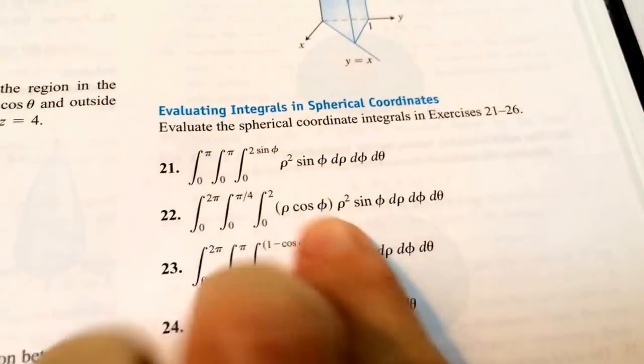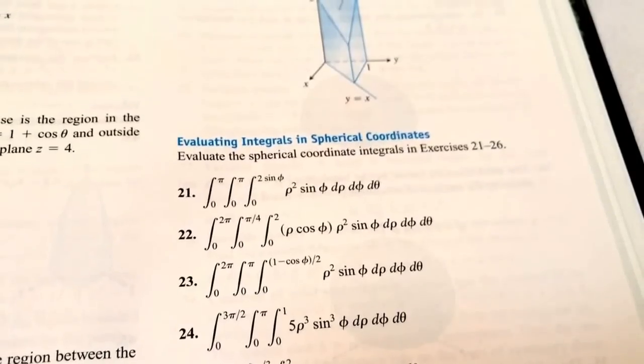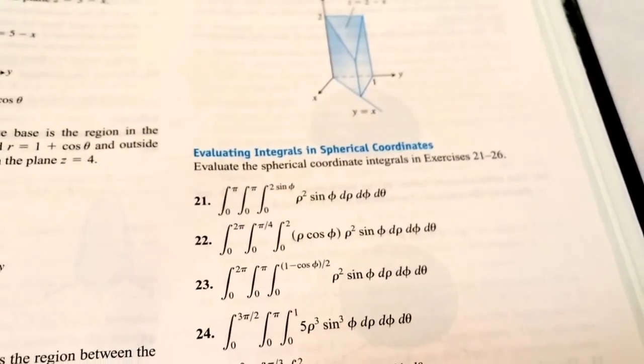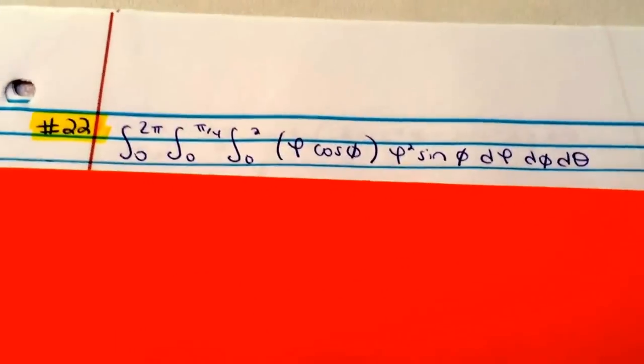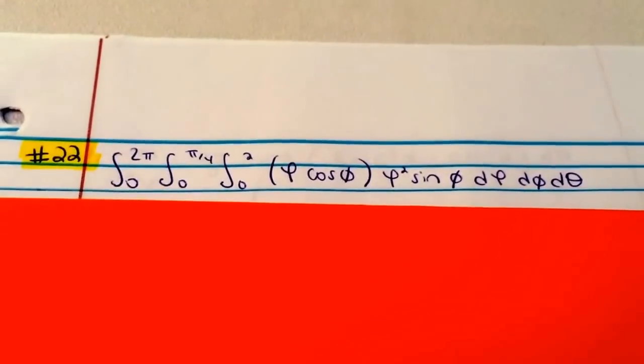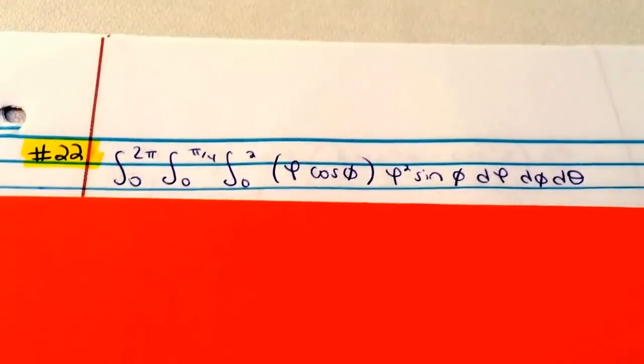Here we go. Now we're moving on to spherical. Evaluate the integrals. They're already set up for us. We don't have to do anything but integrate. So if you want to try this one on your own, it's just a basic triple integral, different letters, but the approach is still the same. So try this one by yourself. Pause the video, try it by yourself.